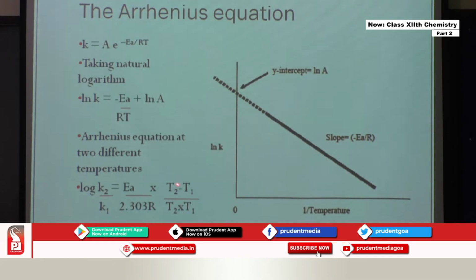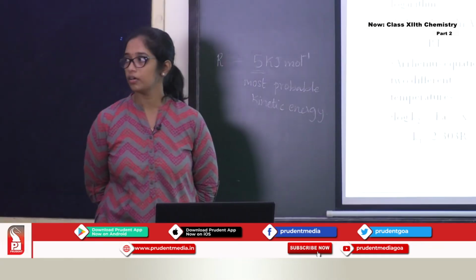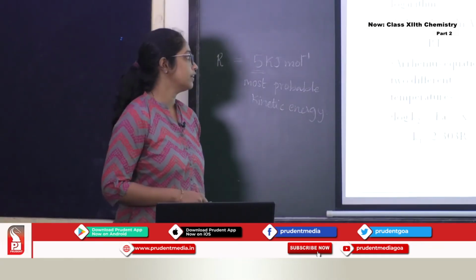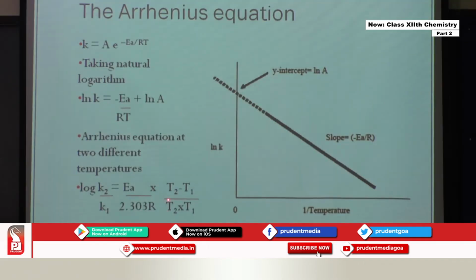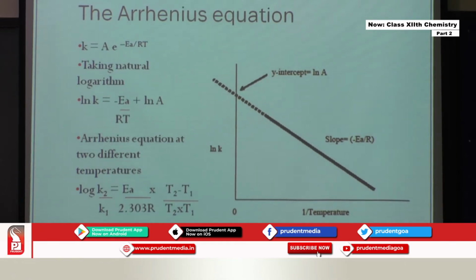Now, what you need to understand here is that this equation is important with respect to solving numericals. You could be given two different rate constants at two different temperatures, so you should be able to solve numericals when such problems are given. The derivation of this final equation is not in your syllabus. You just need to know the final equation and use it for numericals.